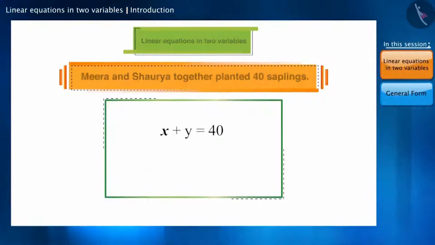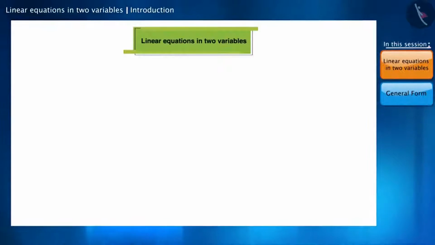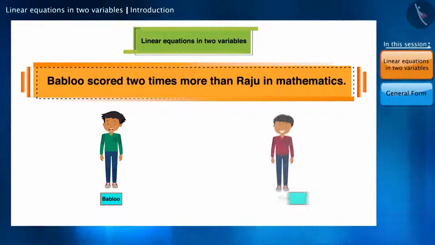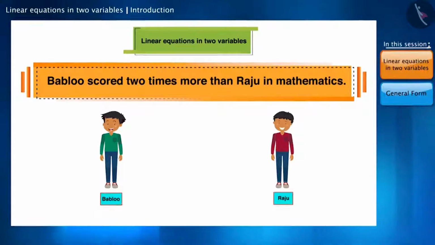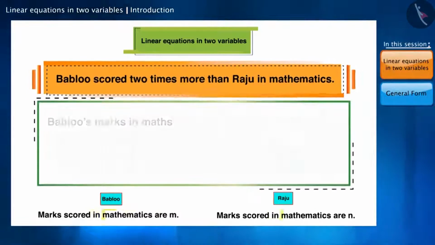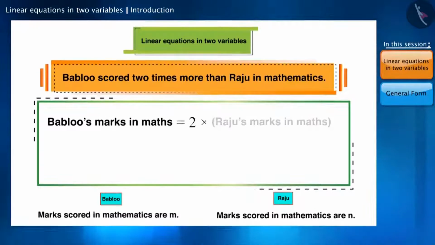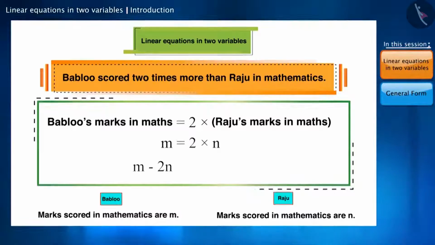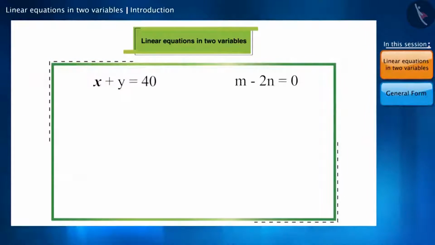This becomes an equation. Let's look at another example. Bablu scored 2 times more than Raju in mathematics. Suppose Bablu scored M marks in maths and Raju scored N marks. Note that we can use any other alphabet instead of M and N. Given that Bablu scored 2 times more than Raju in maths, we can represent it like this. We can write it as M minus 2N is equal to 0 as well. And we get another equation.